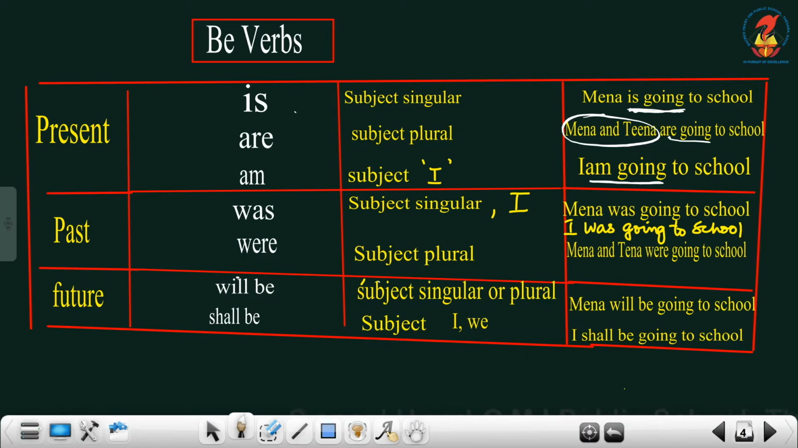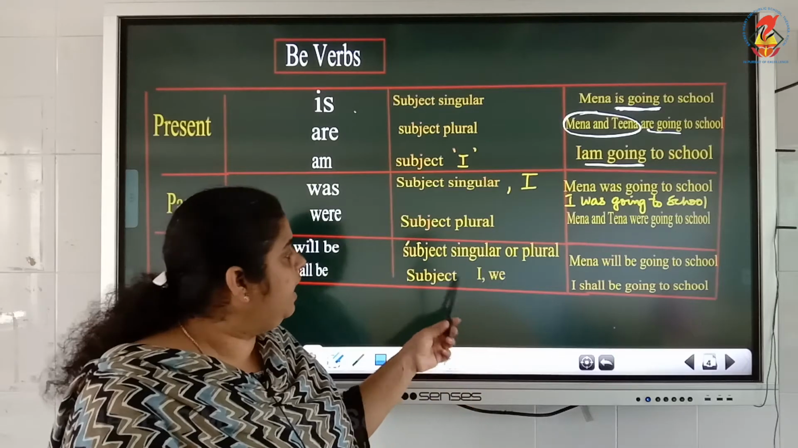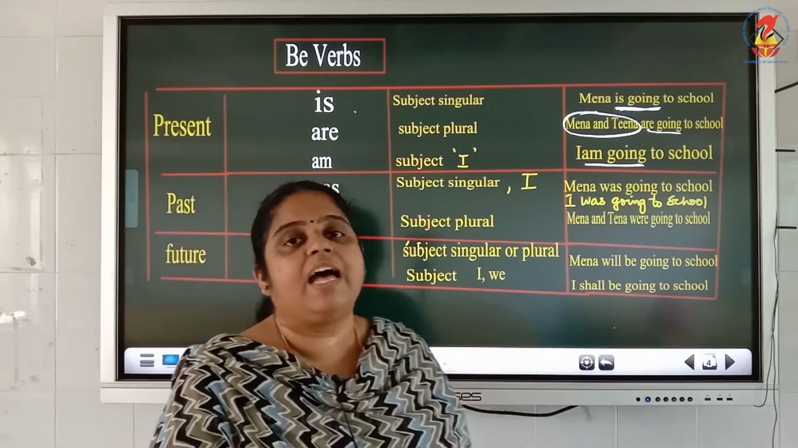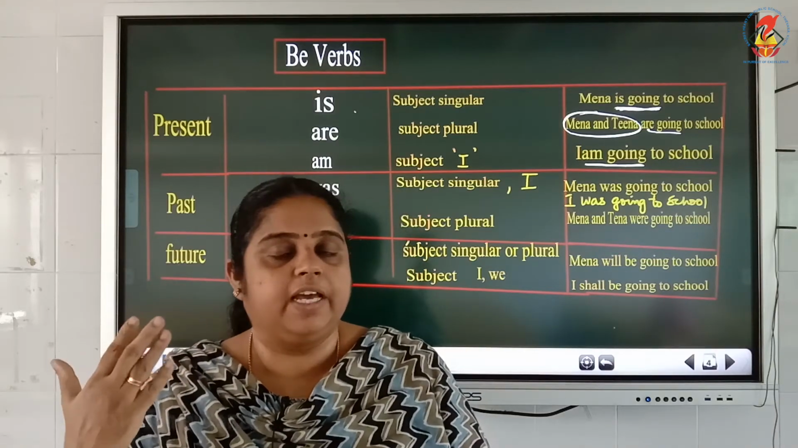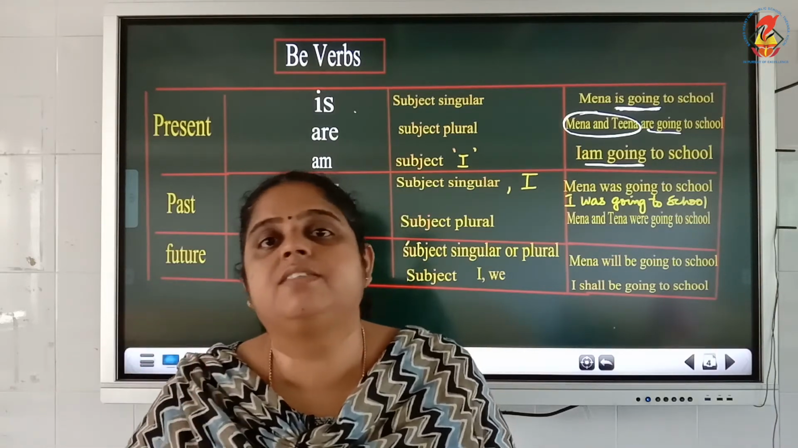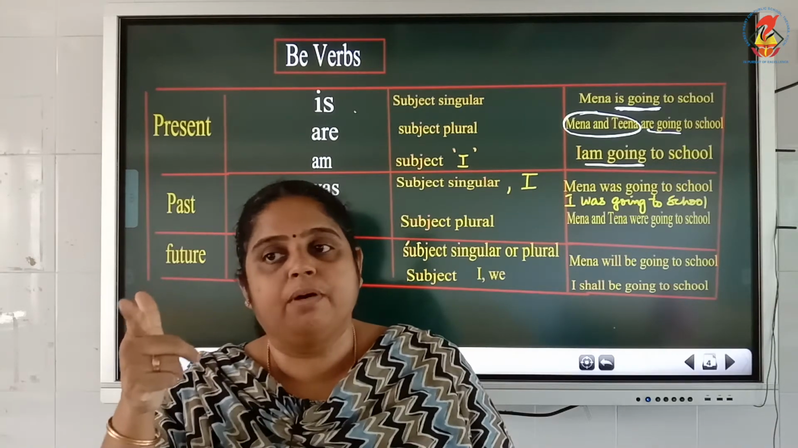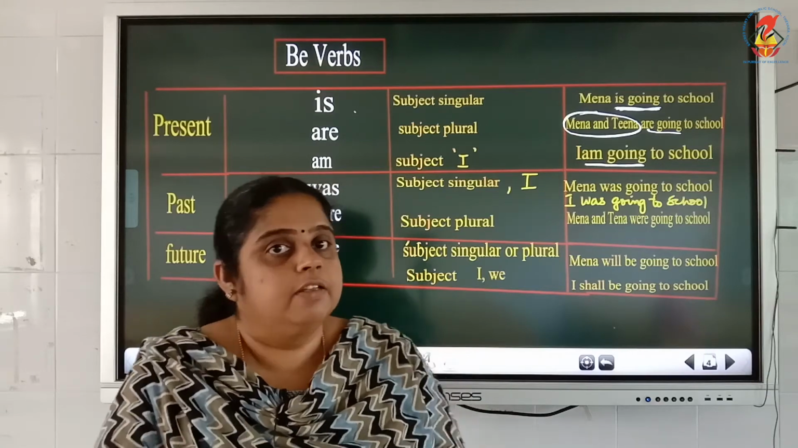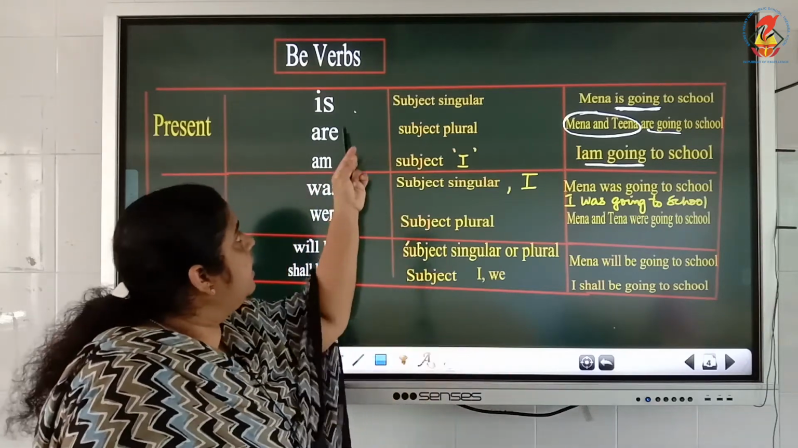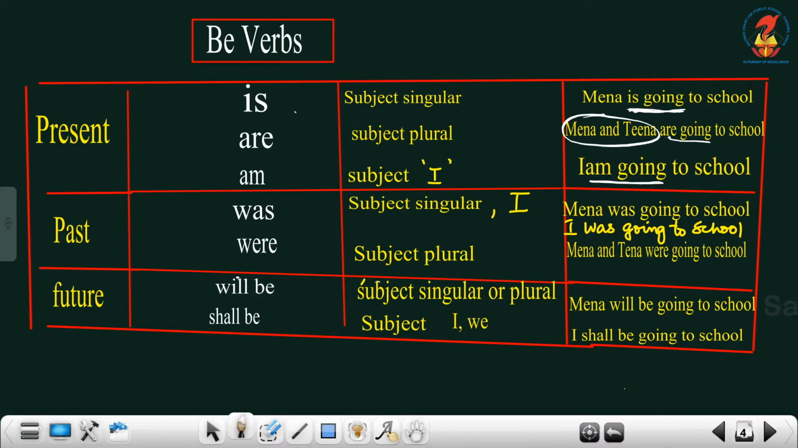Shall is used only with I and we. We can use will also with I and we, no problem. But usually we use shall only with I and we. We are refreshing these things. Last year we already studied this. I hope you remember this. Be words. Is it clear to you? So once again, the be words are is, are, am, was, were, will be and shall be.